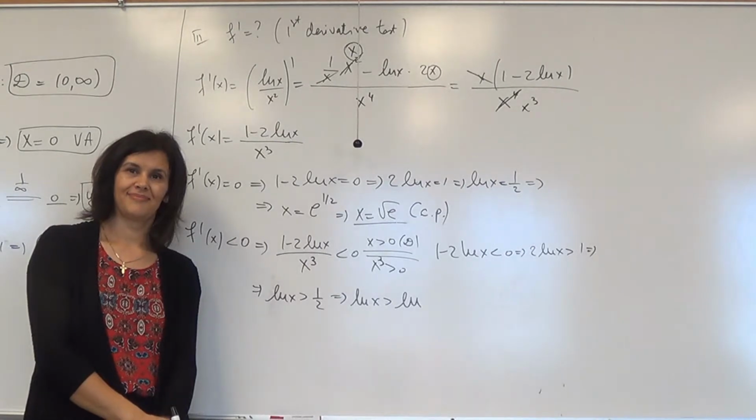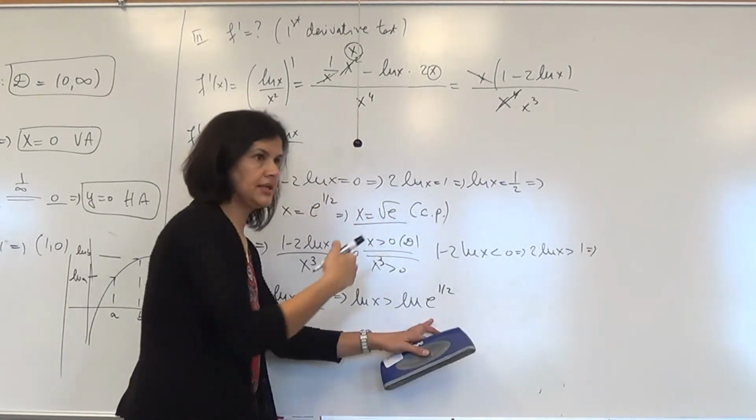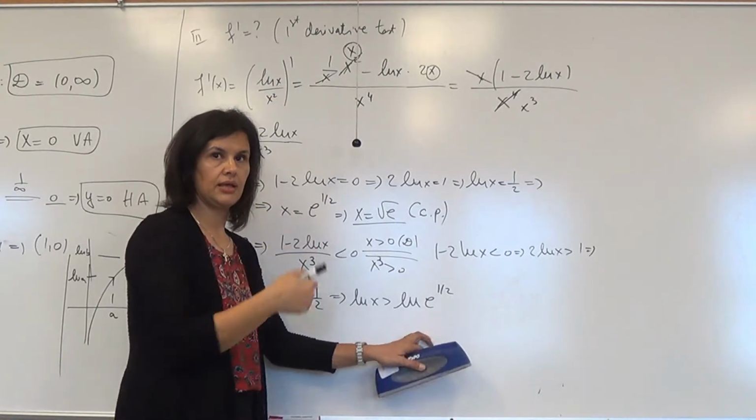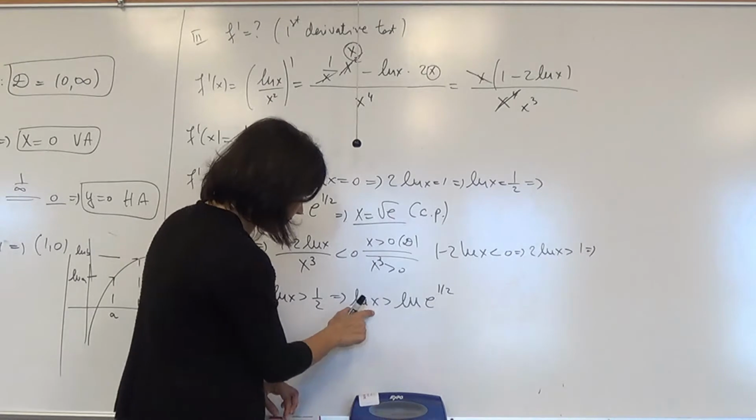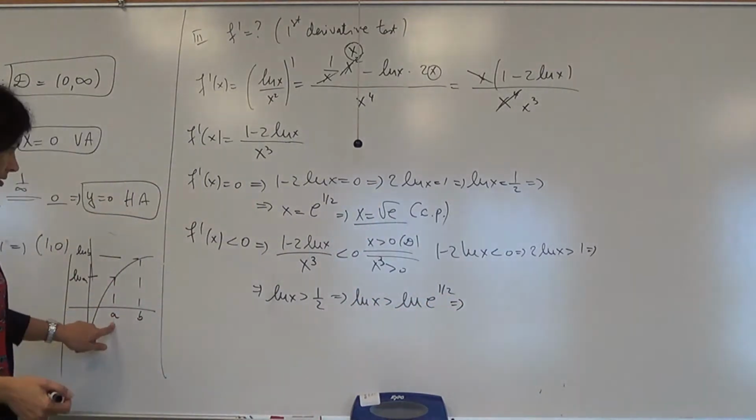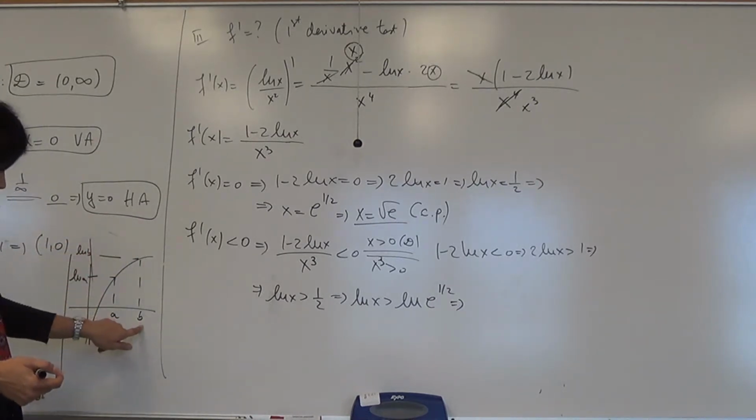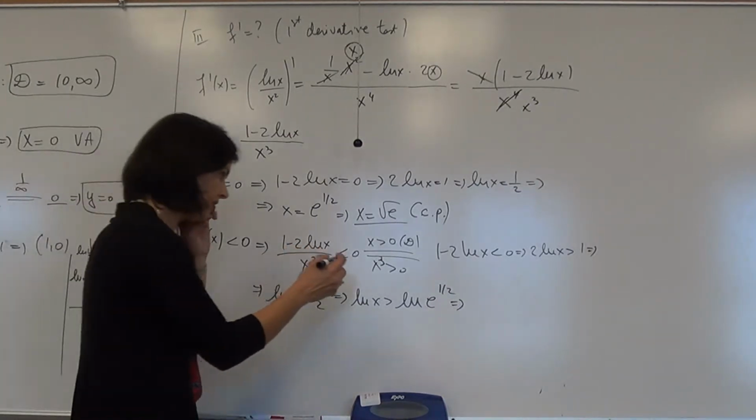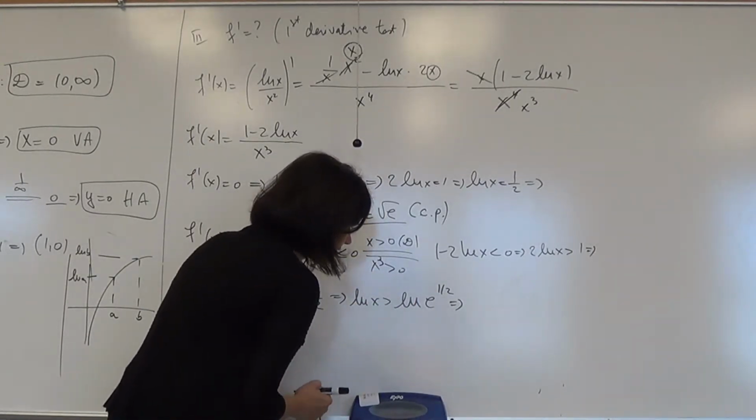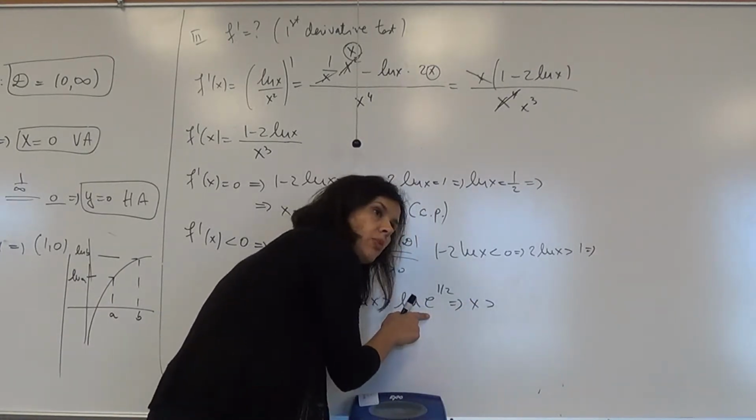Ln of e to the 1/2. Either you write it as e to ln, or ln of e, it's the same thing, they cancel out. So now, since ln is an increasing function, ln of b is more than ln of a, that means b is more than a. It's like you remove ln, because ln is an increasing function. So you'll end up with x being greater than square root of b.